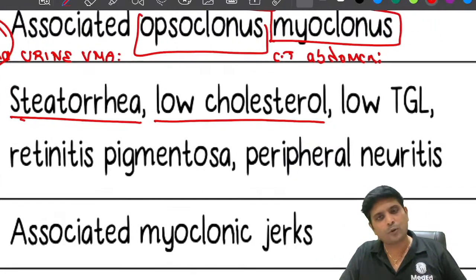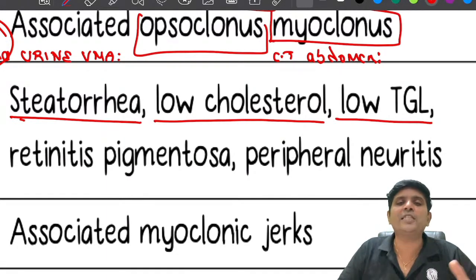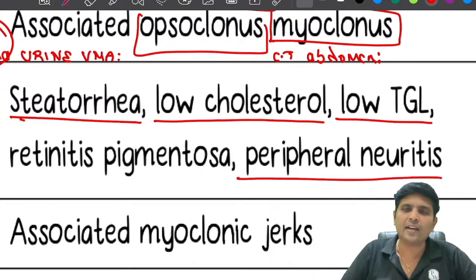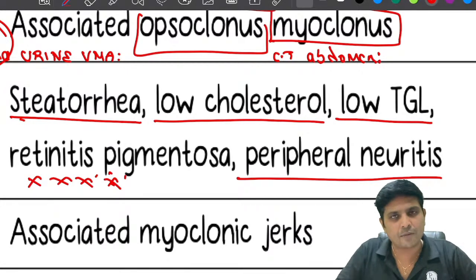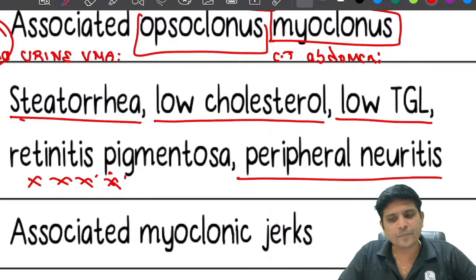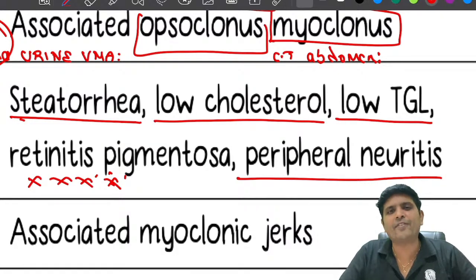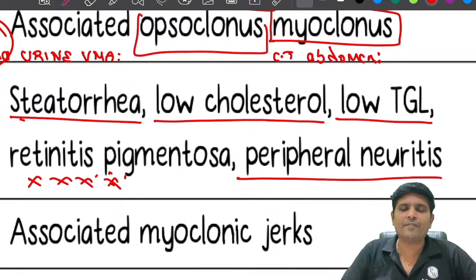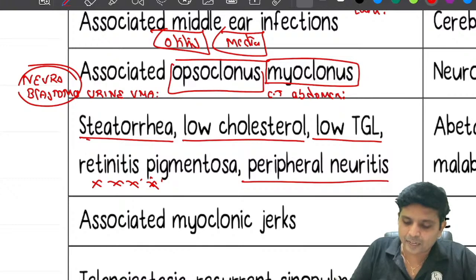Whenever fat is not absorbed, cholesterol will be low, triglycerides will be low, and vitamin E insufficiency can happen leading on to peripheral neuritis. And if the child has associated retinitis pigmentosa, what do you need to think of? Can anyone answer what the diagnosis is? The diagnosis can be seen clearly in the peripheral smear, in the form of acanthocytes. This is nothing but abetalipoproteinemia.